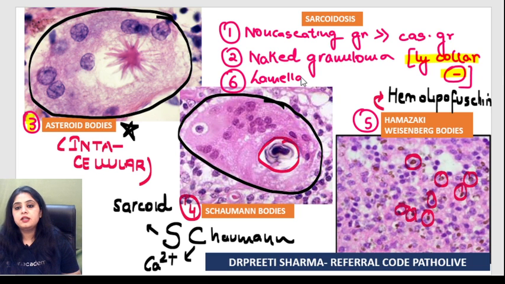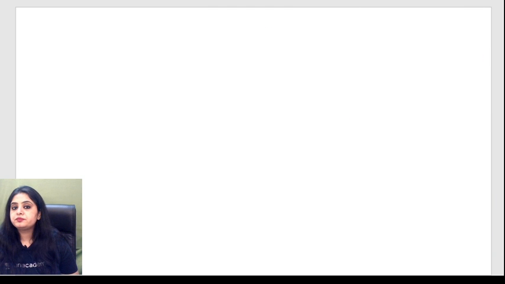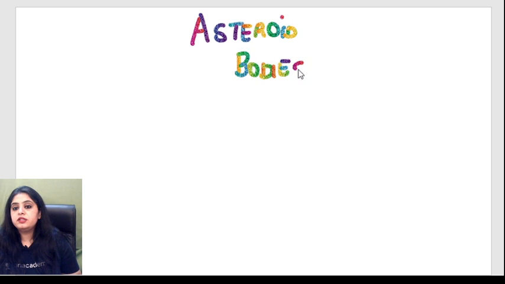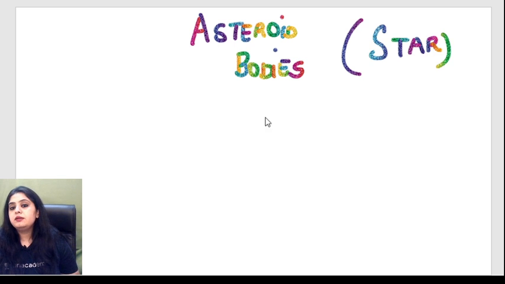You won't get pictures for that, but yes, something that you should know for your theory. So what are the total 3 or 4 types of bodies that we have? First, asteroid bodies look like a star. Schaumann bodies made up of calcium. Hamazaki-Wesenberg bodies made up of pigment, and lamellar bodies. Now, before we proceed, there's one little small correlation that I want all of you to do. And that is, where else can we see the same asteroid bodies? So whenever I talk about asteroid bodies, obviously the asteroid word means star. So I want to ask you, where all in pathology or in microbiology do we see asteroid bodies?